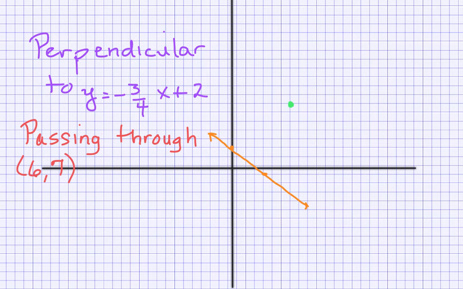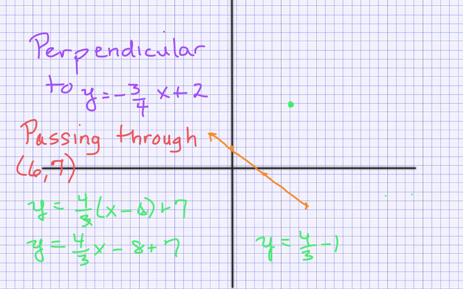I'm going to go to the point-slope formula again. Y equals, now in this case, my new slope, that perpendicular slope, should be positive 4/3. And then I'm going to plug in the 6 and the 7: x minus 6 plus 7. So let's see, that would be y equals 4/3 x. 3 goes into 6 twice, 2 times 4 is 8. So minus 8 plus 7, which gives me a final answer of y equals 4/3 x minus 1.